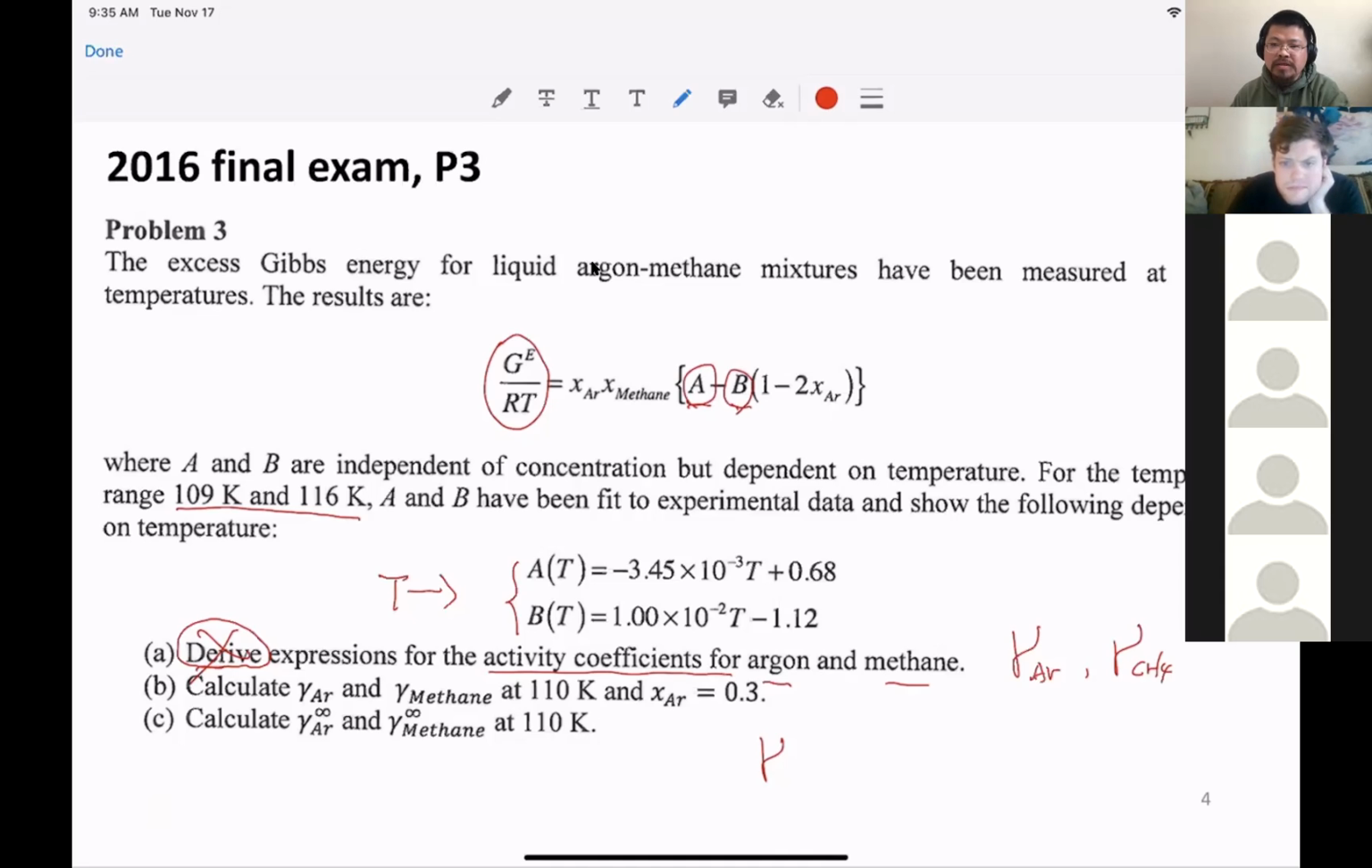Yeah. So now if you think about the activity coefficient, the problem statement did not say anything about it. So what can we do? Well, the only thing is we need to figure out the connection between the activity coefficient and GE over RT.